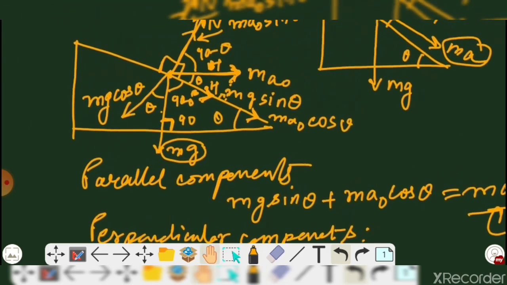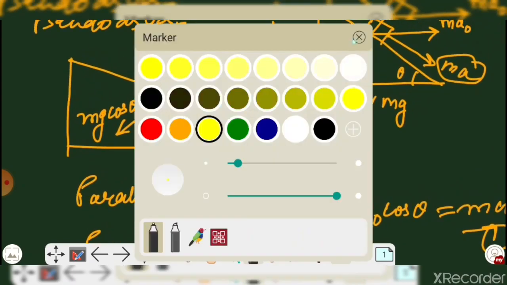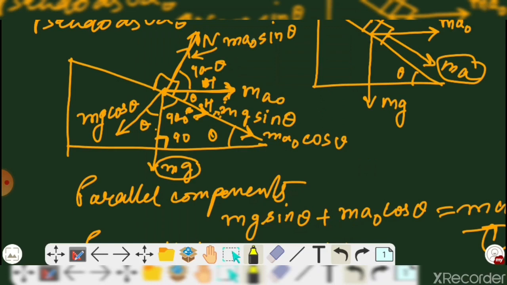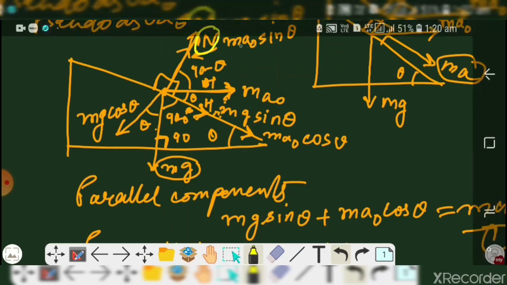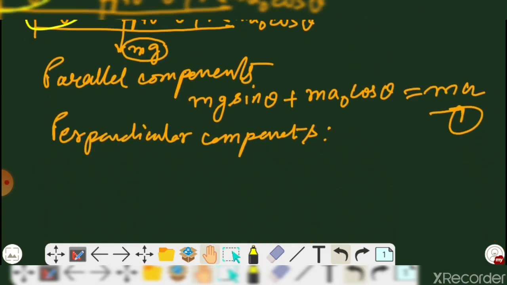So the perpendicular components will be considered here. Which are the perpendicular components? They are the normal force, which is clubbed with the ma0 sin theta, and at the same instant there is mg cos theta. These are the perpendicular forces.